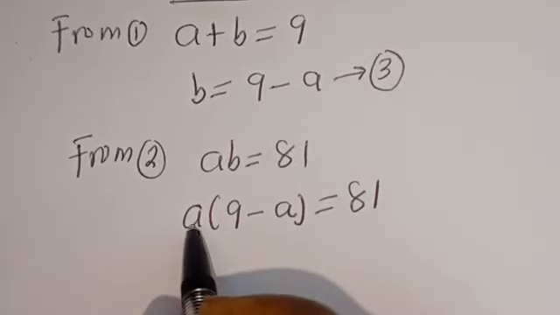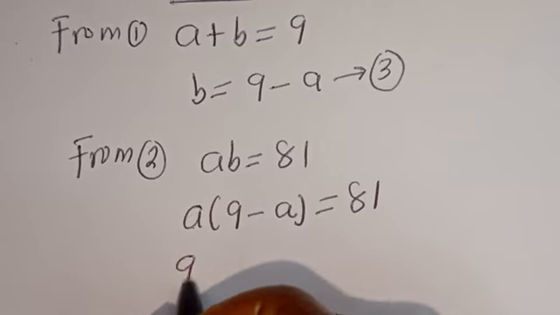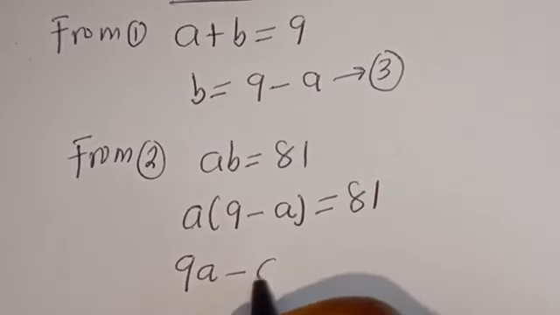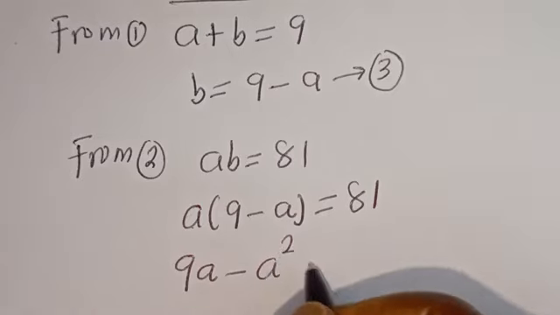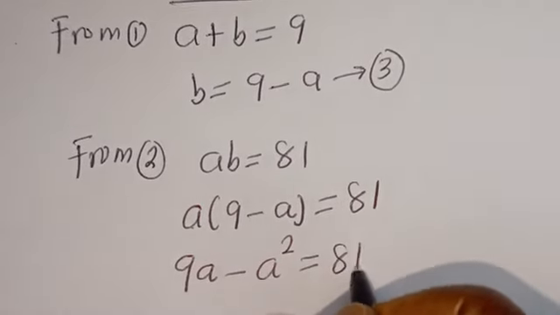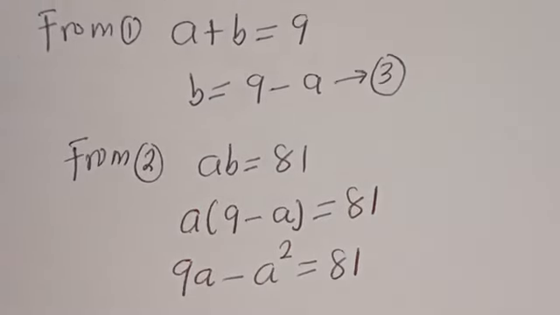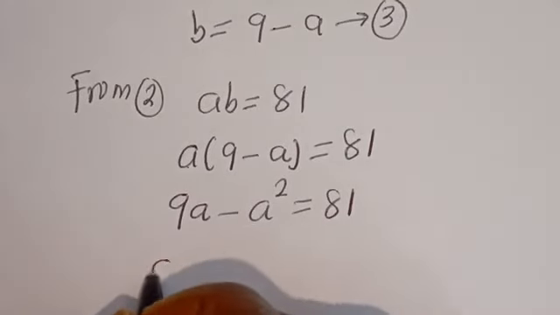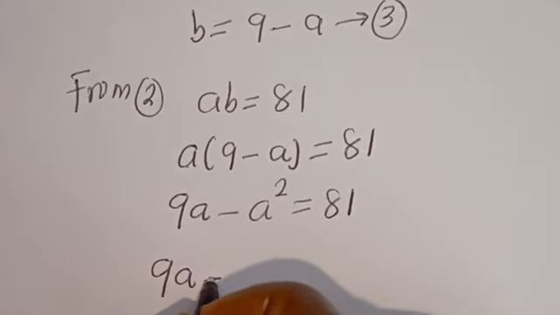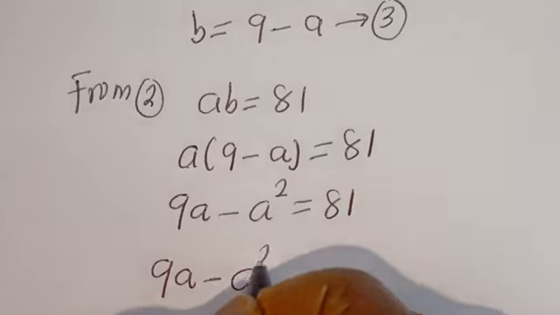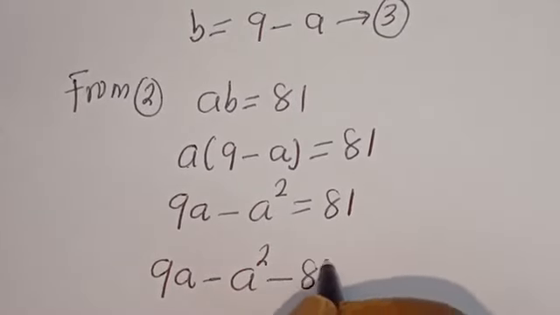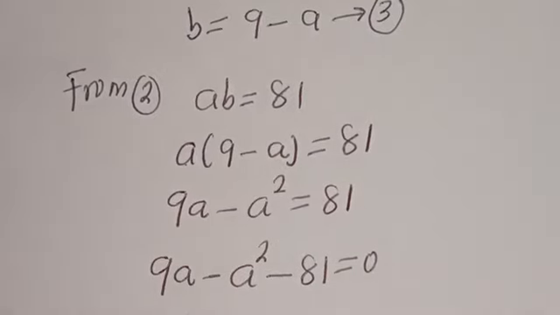Let's open the bracket. a multiplied by 9, this is 9a, minus a multiplied by a, this is a square, is equal to 81. Then here we have 9a minus a square. If you bring this 81 to this side, it becomes minus 81 is equal to 0.